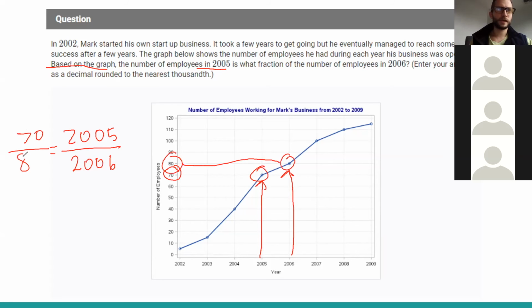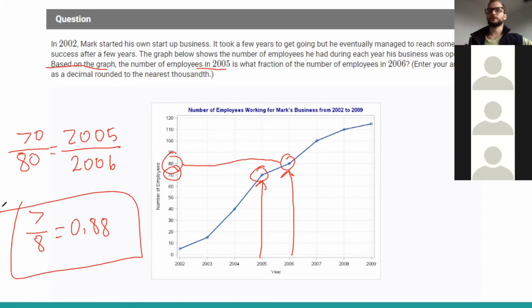80. So your answer is 70 over 80, which is just 7 over 8, or 0.875. You can say about 0.88 or 0.875, doesn't matter. But on the test you can put either of these. So the correct answer here is 7 over 8, or 0.88, or 88%, or whatever the case may be. Okay? Does that make sense? Everybody comfortable with that question?